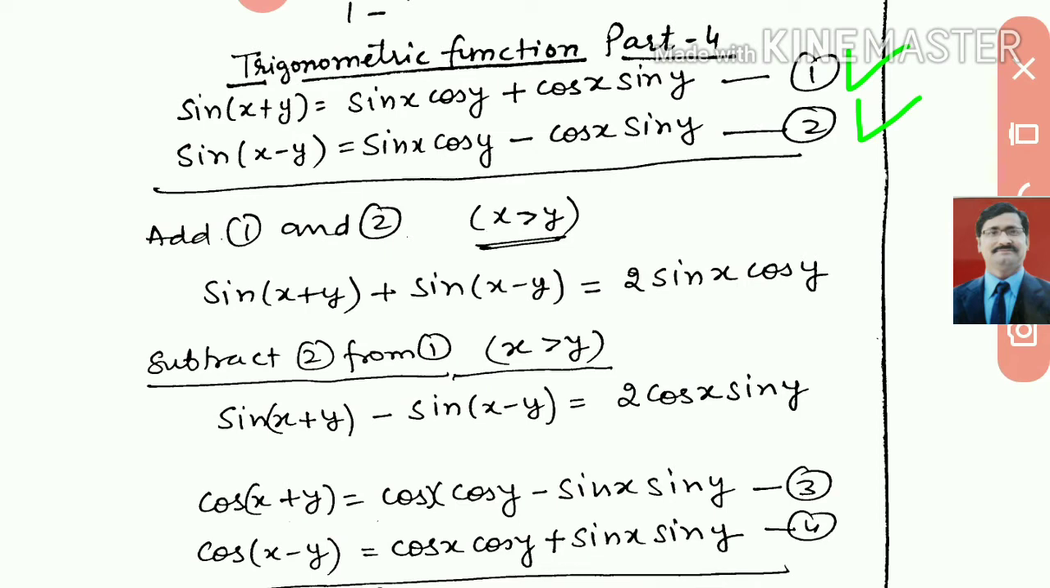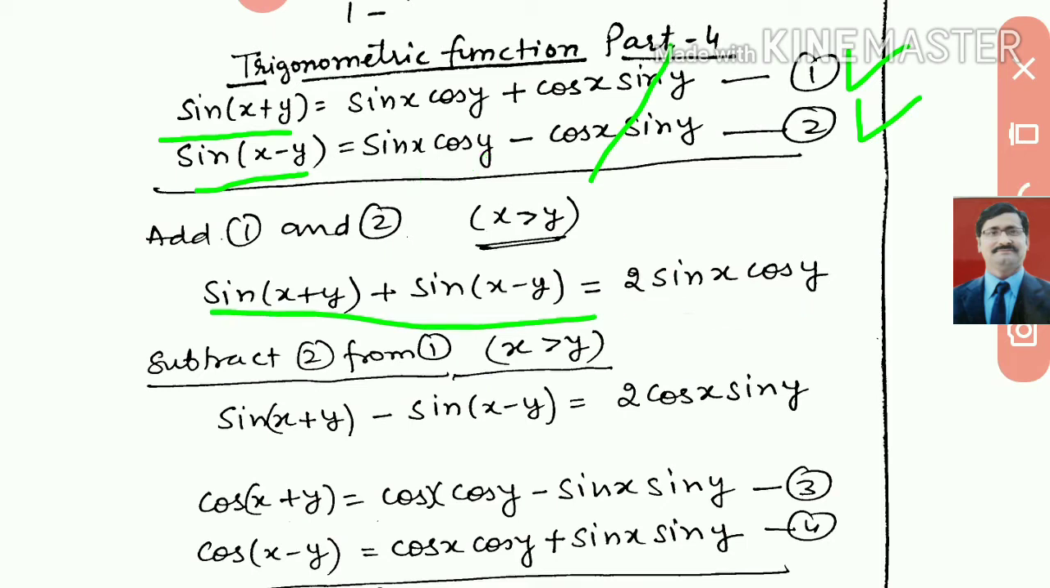Look here, sin(x+y) = sin x cos y + cos x sin y, and sin(x−y) = sin x cos y − cos x sin y. Here we have to add the first and second equations. When you add, you can see cos x sin y and cos x sin y cancel, and you get sin(x+y) + sin(x−y) equal to double this part, so we get 2 sin x cos y.